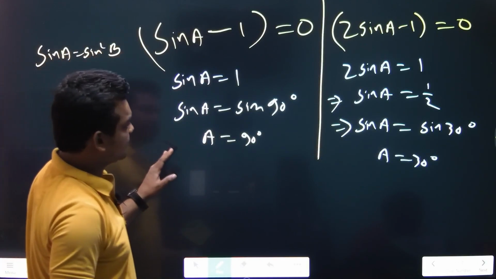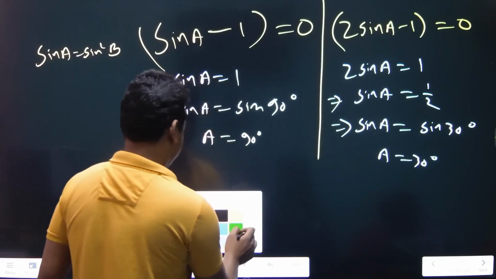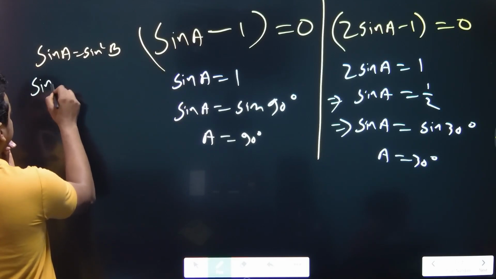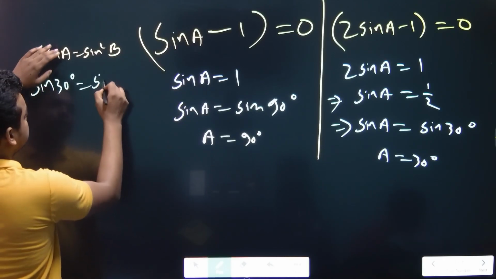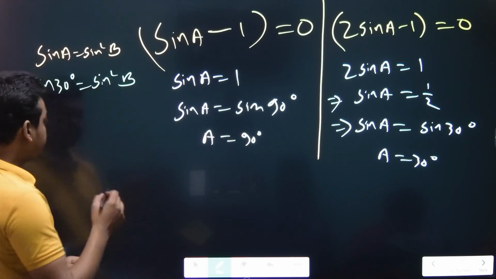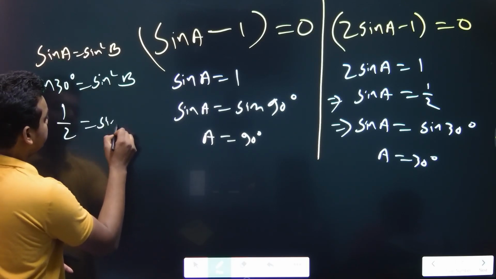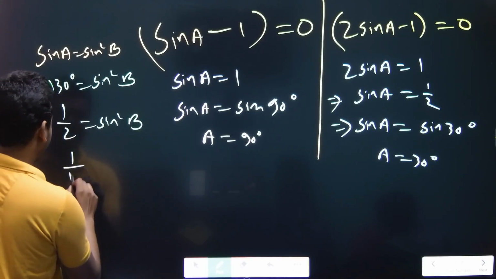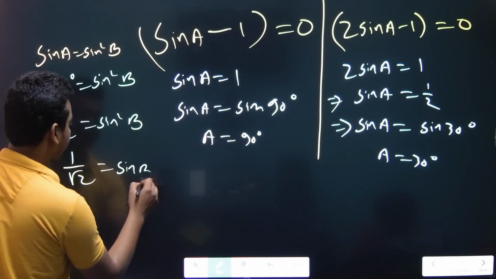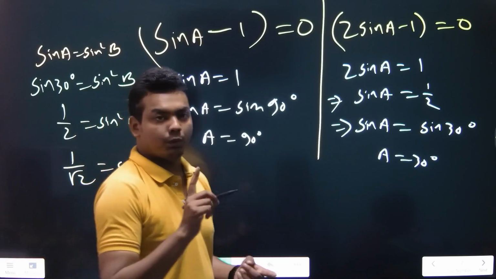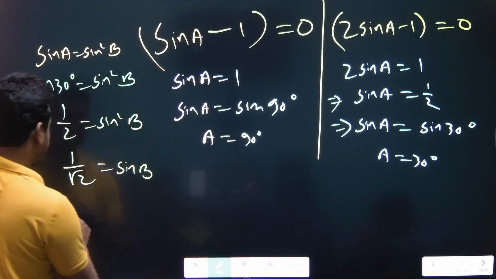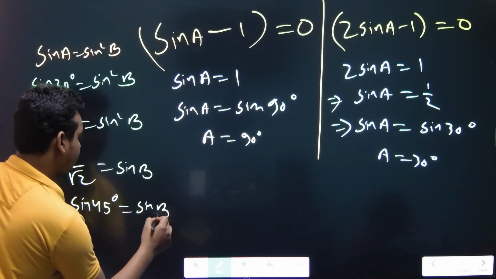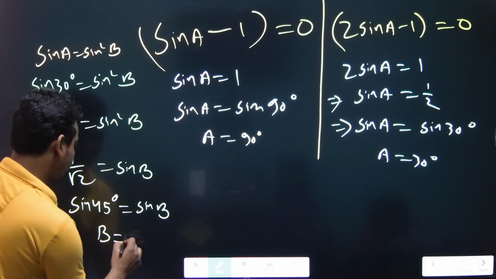So let's take first, I am taking this one only, sin A, 30 degree, right? So sin 30 degree is equal to sin square B. Value of sin 30 degree is equal to 1 by 2. 1 by 2 is equal to sin square B. That is, if I am taking the root, I will get 1 by root 2 is equal to sin B, right? So 1 by root 2 is the value of which angle? That is equal to sin 45 degree, right? Sin 45 degree is equal to sin B. So therefore, value of B will be 45 degree, yes or no?